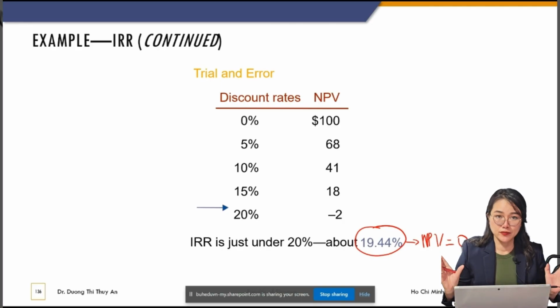It means you're not profitable, you're also not at a loss. It's just 0 what you get. It's just enough to cover what you had paid.